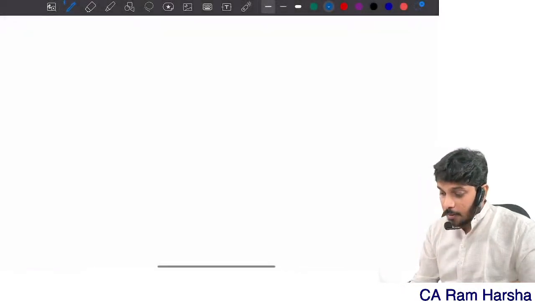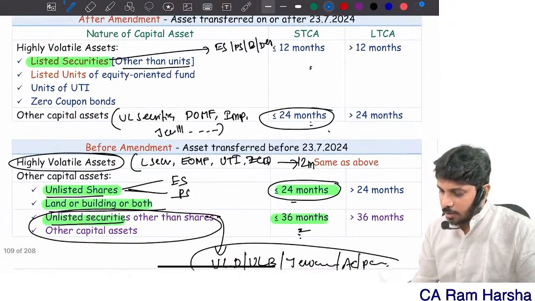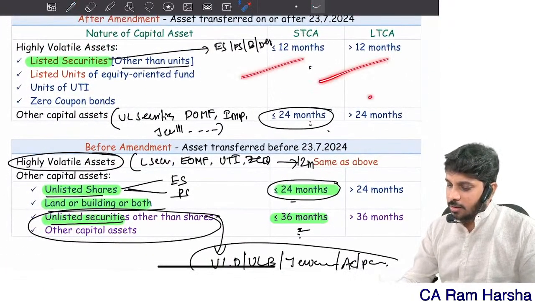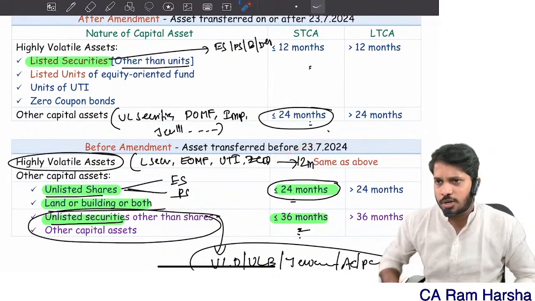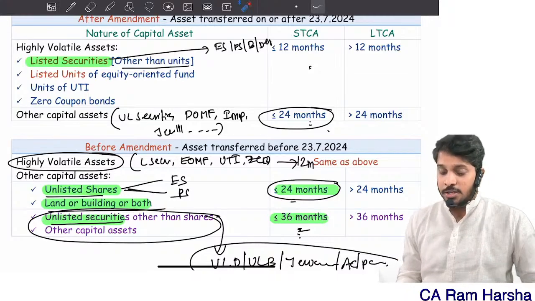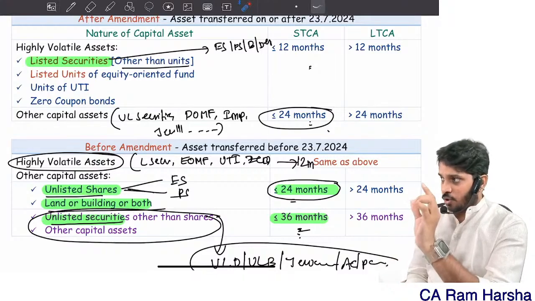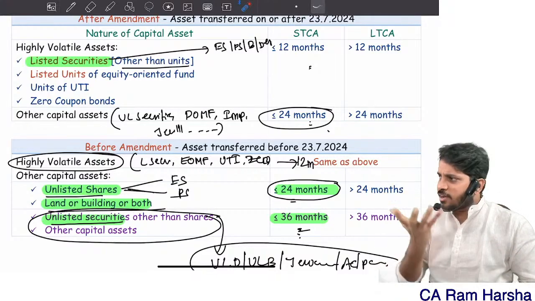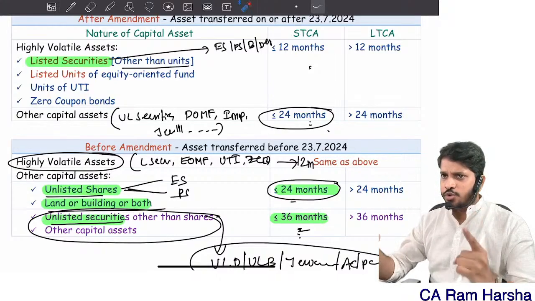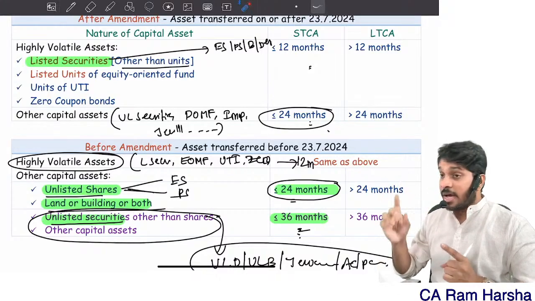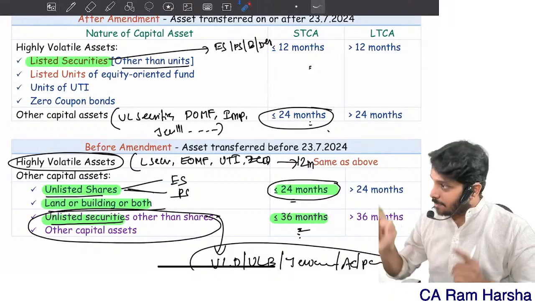If you remember, we already completed the nature of asset: long term or short term, how to decide long term, how to decide short term. When an asset is treated as long term or short term depends upon the period of holding. Period of holding means from when I got the asset to when I sold it. That gap. If it is up to 12 months, it's a short term. If it is up to 24 months, it's a short term. In case of before amendment, up to 36 months logic is also there. Then also it's a short term.